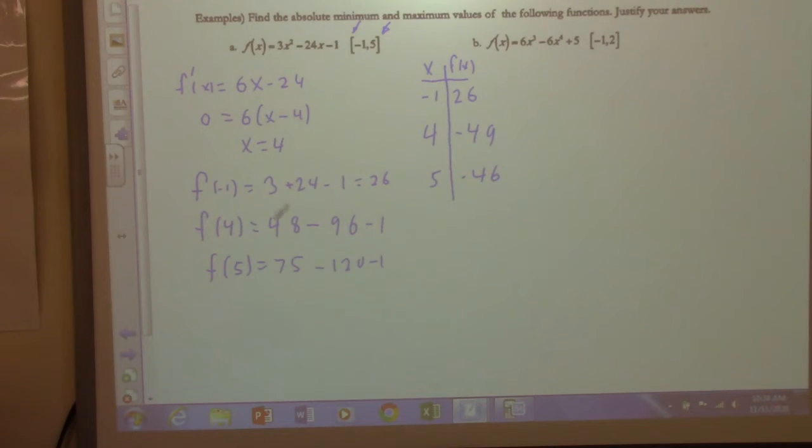So can we answer the question now, absolute maximum, minimum? Yes. So what's our absolute maximum? It's 26, and just to make sure, where x equals negative 1, and then absolute minimum of negative 49, where x equals 4.